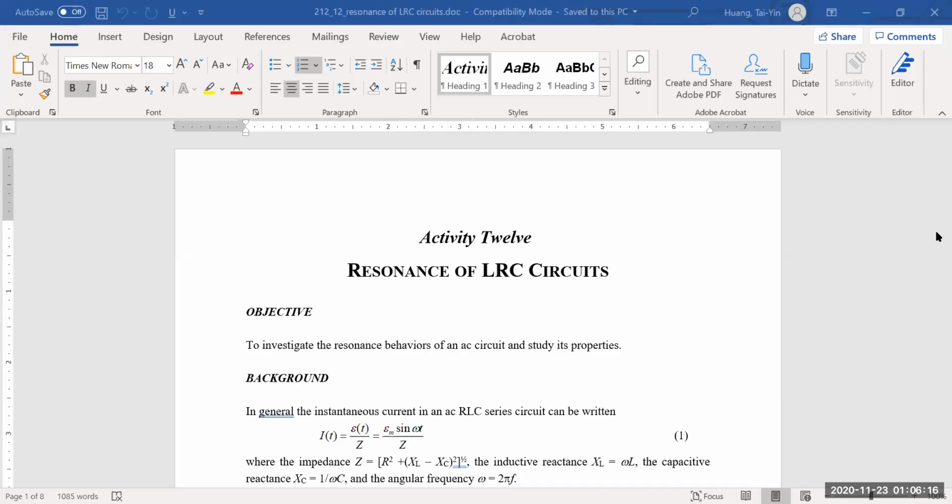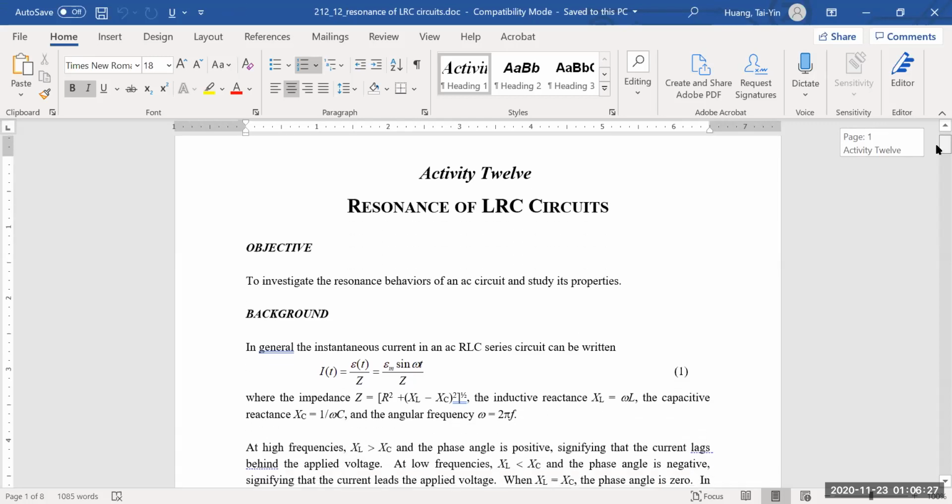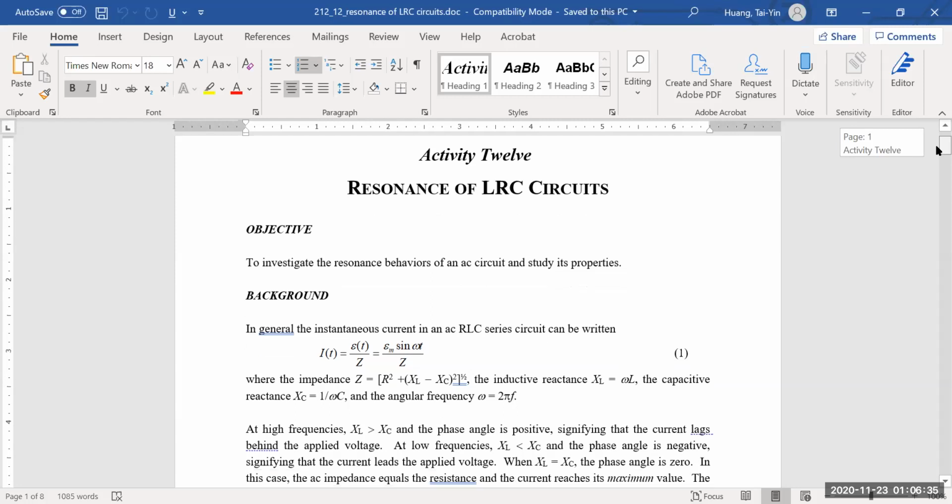Okay, so this week we're going to do resonance of an RLC circuit, meaning that the circuit has an inductor, a resistor, and a capacitor. In activity 11, you learned that when you have an AC circuit connected to different electrical elements, there's a term we call the inductive reactance. We have the capacitive reactance and also resistance, and these three are equivalent in a way, but apply to different electrical elements.